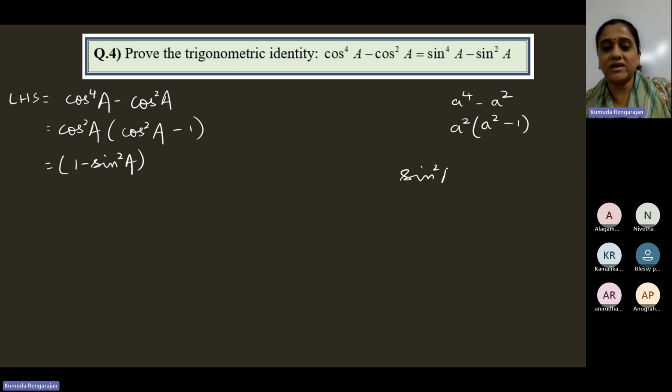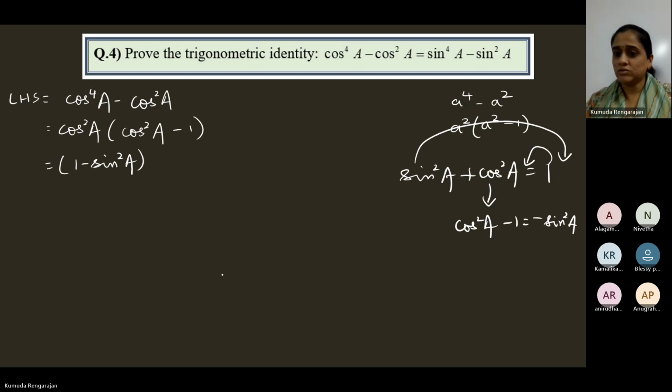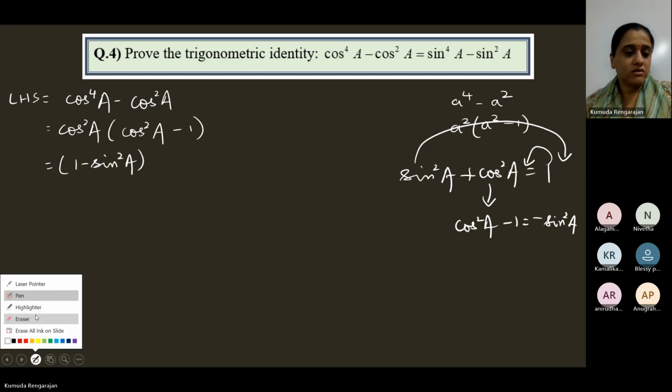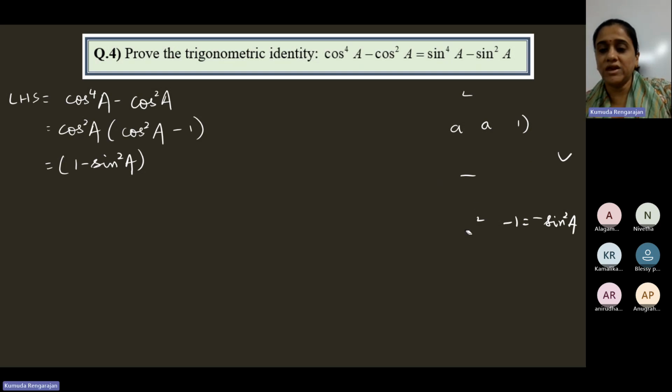See, sin square A plus cos square A is 1. What is cos square A minus 1? So this one is here only, cos square A minus 1. So this is coming here, minus 1. Yes, this will go here, minus sin square A. Yes or no? Cos square A minus 1 is minus sin square A, not sin square A.